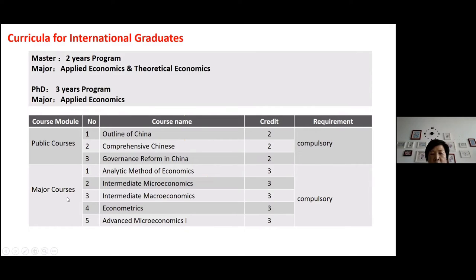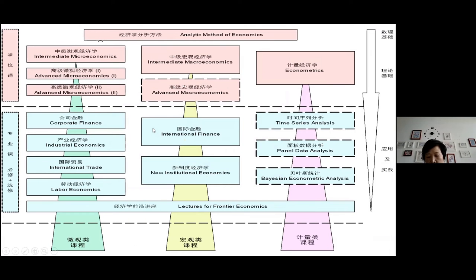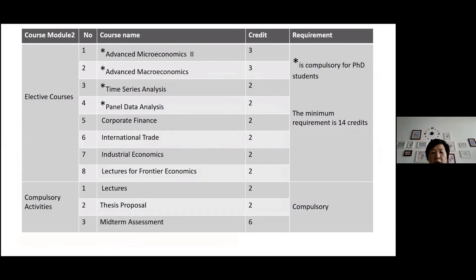And the major courses taught by our center are analytic methods of economics, intermediate microeconomics, econometrics, and also advanced microeconomics one. These are the degree compulsory courses. And then we have elective courses, including advanced micro, macro, time series analysis, and panel data analysis. This STAR course is compulsory for the PhD students. And also we have some elective courses like comparative finance, international trade, industrial economics.